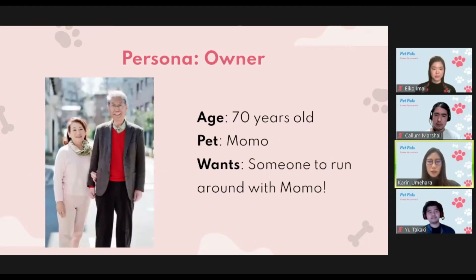For our owner persona, we have Yoshua and Michael, who are an elderly couple in their 70s. They recently adopted a puppy whose name is Momo. They are able to take her on walks, but due to their age, they feel as if they don't have the energy to play with Momo as much as she needs. They'd like to use the app to find someone trustworthy who can play and run with Momo.